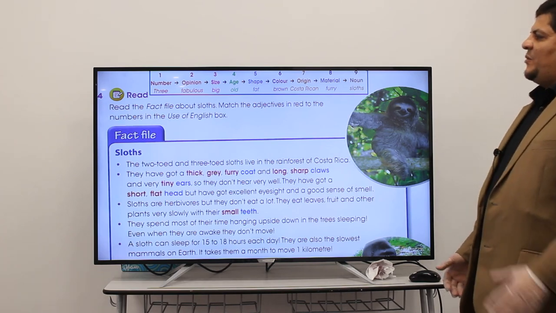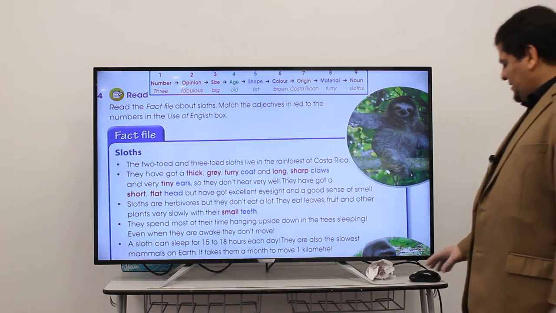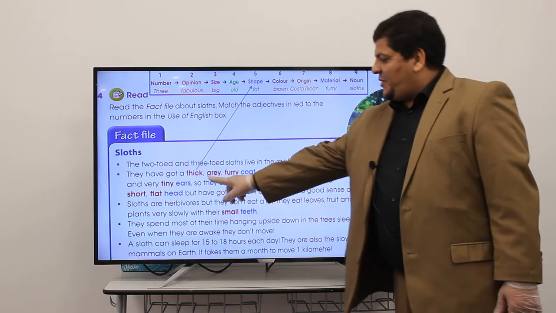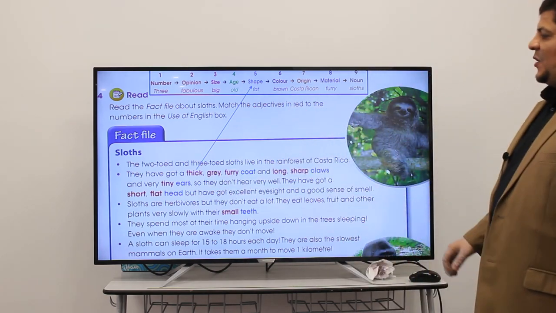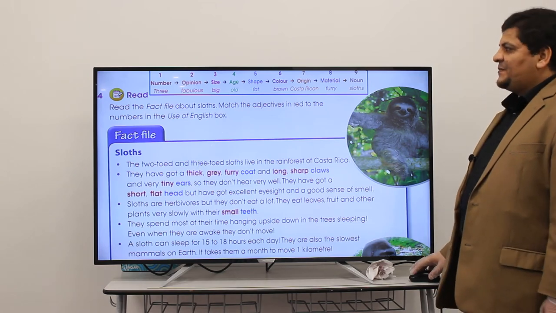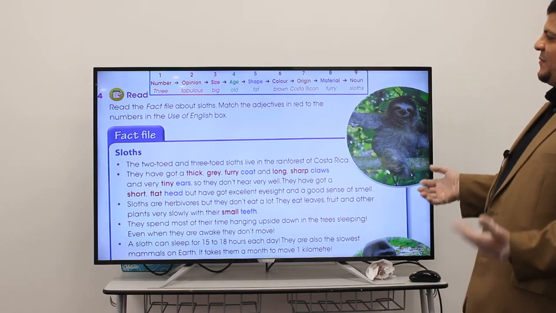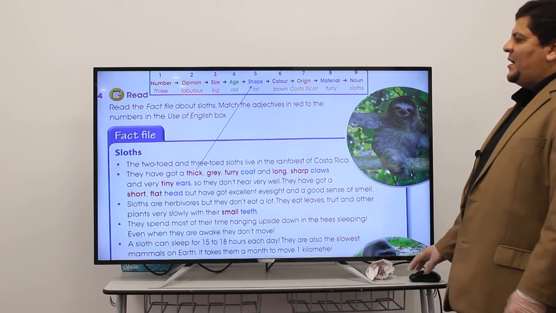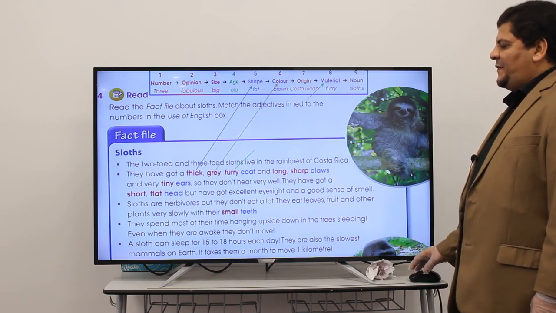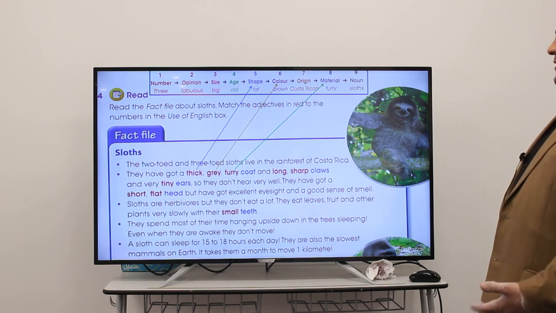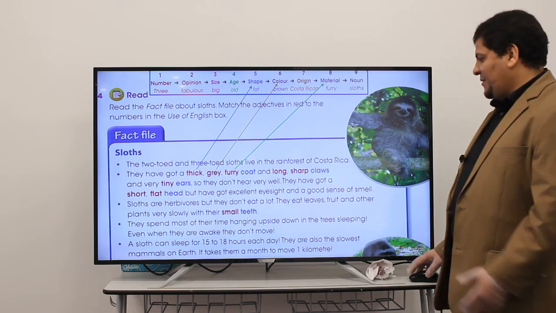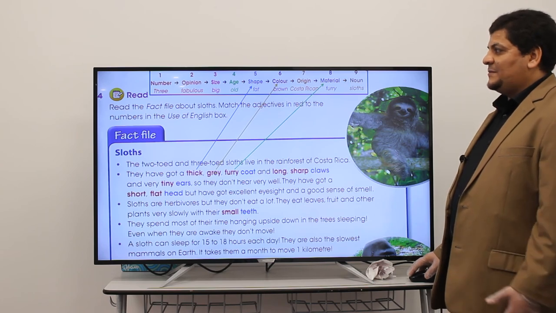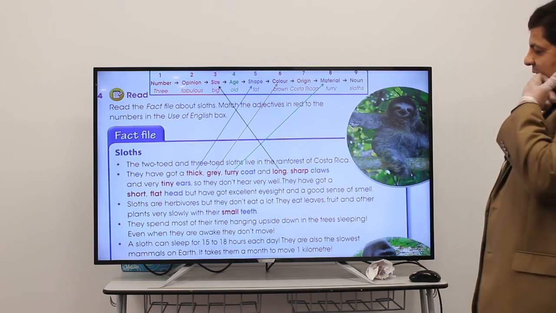So now we want to match the adjectives. For example, here I say thick. The word thick is shape. So how about gray? Gray, is it color or shape or age or what? Of course it's color. How about furry? It's coming from fur. Yes, it's material. And long? What's long? Yes, long is size.